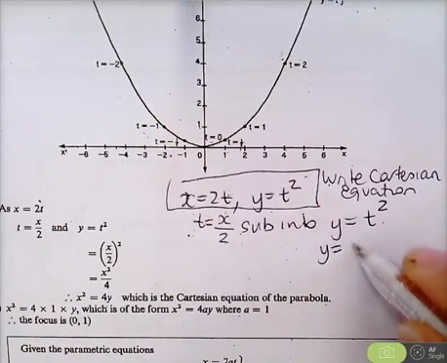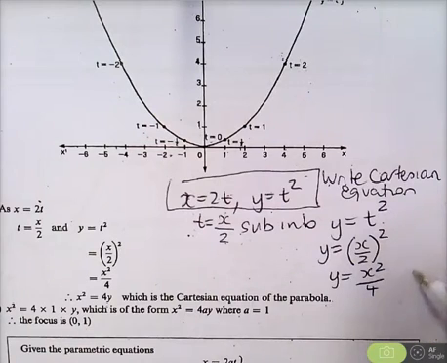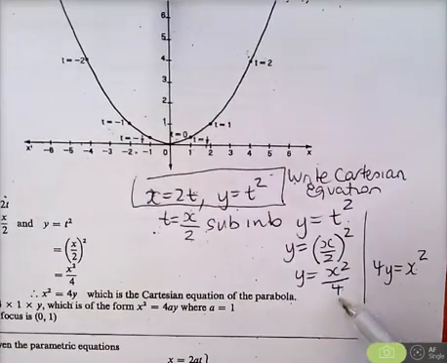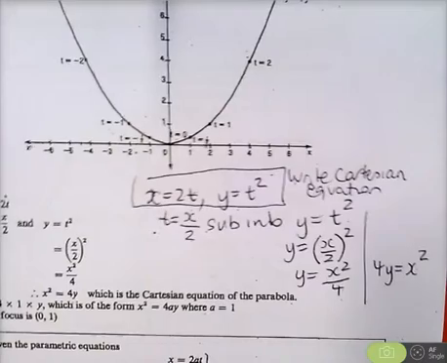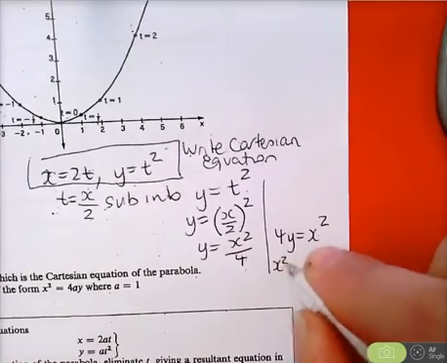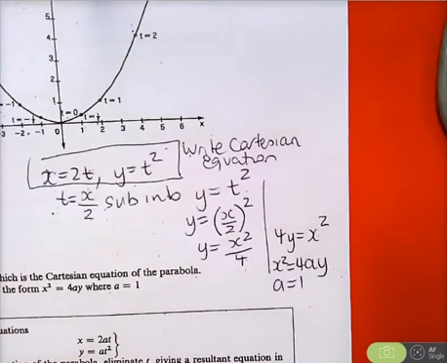What will you get? y is x on 2 squared. y is x squared on 4. Cross multiplying, 4y is x squared. Instead of divide by 4, I'm timesing by 4. Girls, can you see that's your x squared is 4ay, where a is 1? So it's a parabola. You'll know this: it's the x squared is 4ay type. a is 1. Got it?